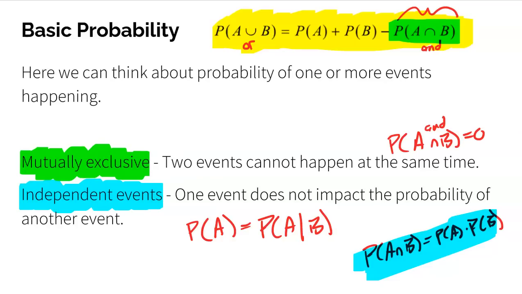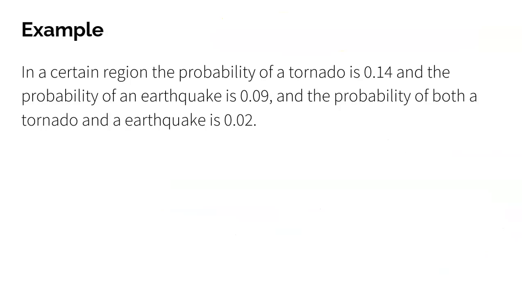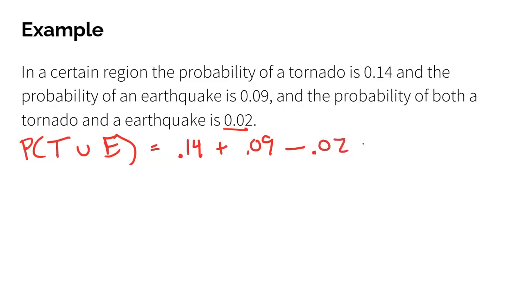Let's take a look at how this formula that I highlighted there in yellow could be used in a pretty simple example. In a certain region, the probability of a tornado is 0.14, and the probability of an earthquake is 0.09, and the probability of both a tornado and an earthquake is 0.02. Now, in a problem like this, a very popular question could be, what is the probability of a tornado or an earthquake? Well, that's pretty simple. I'm just going to use the formula. The probability of a tornado is 0.14, plus the probability of an earthquake is 0.09, and then I'm going to subtract the probability of both, 0.02. And that is going to get me the probability of a tornado or an earthquake.